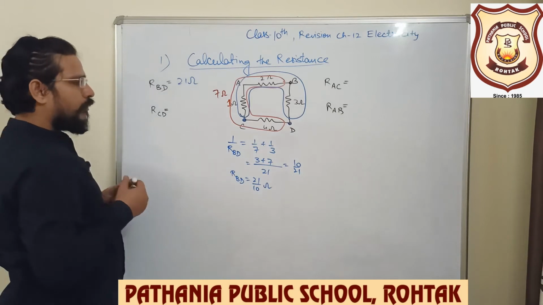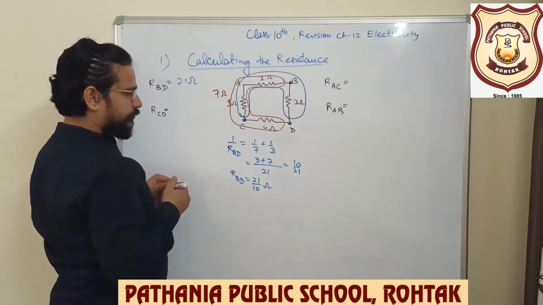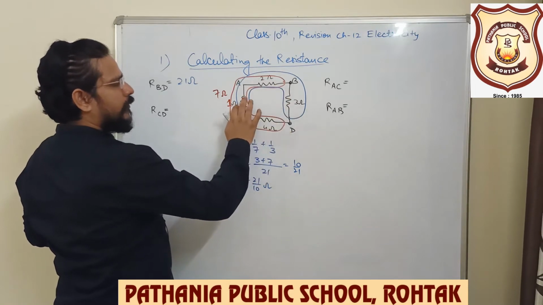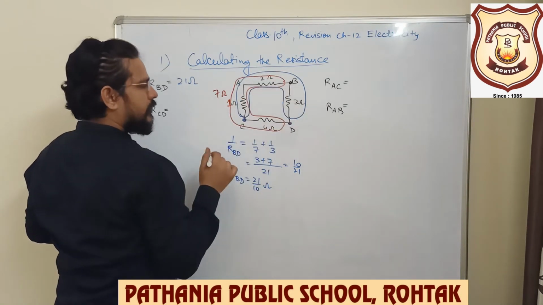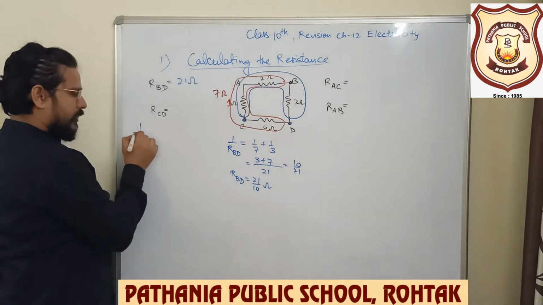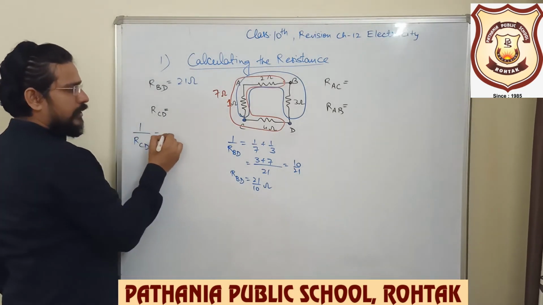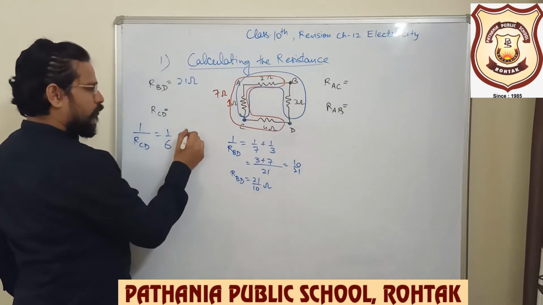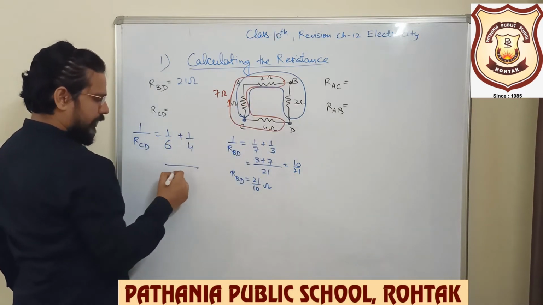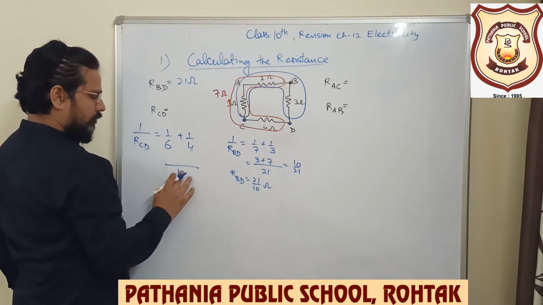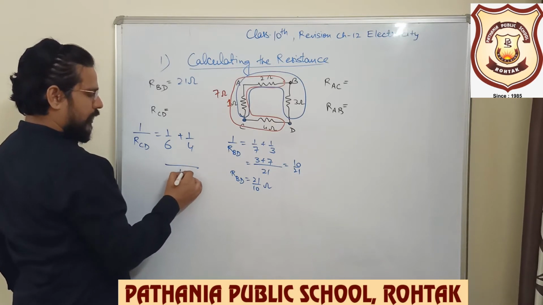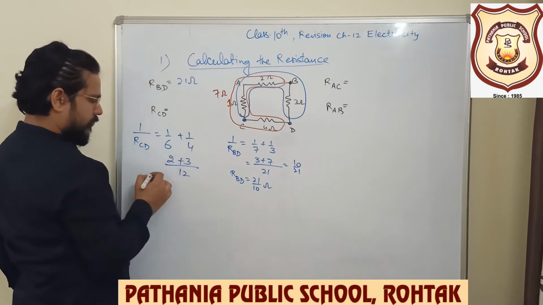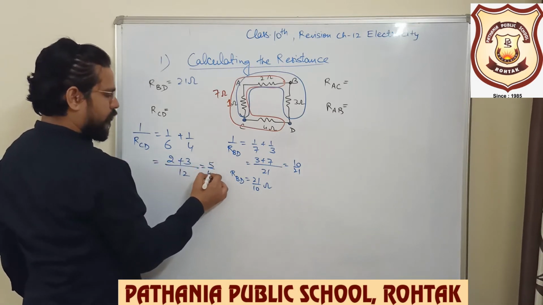So for solving R_CD, you will add 1, 2 and 3 in series. That will give you 1 plus 2 is 3, 3 plus 3 is 6. So for calculating R_CD, 1 by R_CD is equal to 1 by 6, that is 1 plus 2 plus 3, plus 1 by 4. Taking LCM 12, 6 2 is 12, 4 3 is 12, that is 5 by 12.